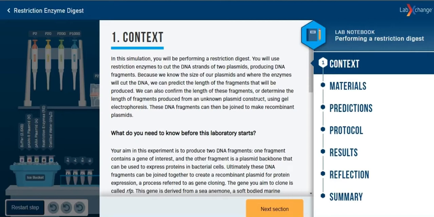Today, I want to explain the experiment of restriction enzyme digest. In this simulation, I will be performing a restriction digest. I will use restriction enzymes to cut the DNA strands of two plasmids, producing DNA fragments. Because we know the size of our plasmids and where the enzymes will cut the DNA, we can predict the length of the fragments that will be produced. We can also confirm the length of these fragments or determine the length of fragments produced from an unknown plasmid construct using gel electrophoresis. These DNA fragments can then be joined to make recombinant plasmids.